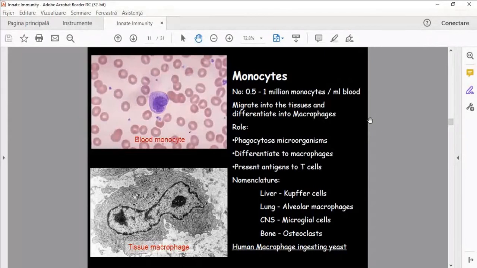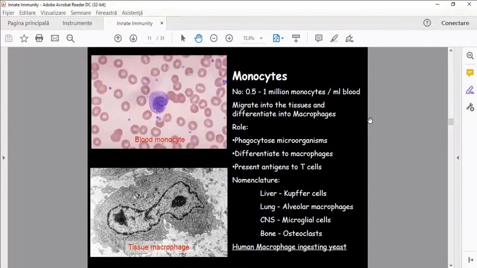pathogen-associated molecular patterns. From a chemical point of view, these PAMPs can be nucleic acids, for example, double-stranded RNA structures, which can be found in viruses. Also, non-methylated CpG DNA sequences, which can be found mostly in bacteria. Also, there are some proteins specific to bacteria, for example, N-formyl-methionine structure.